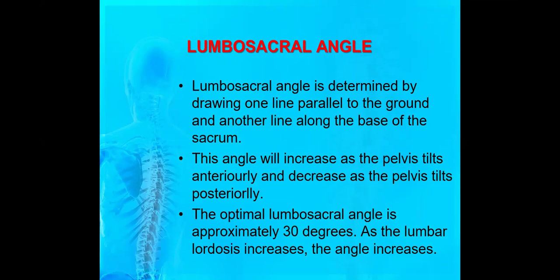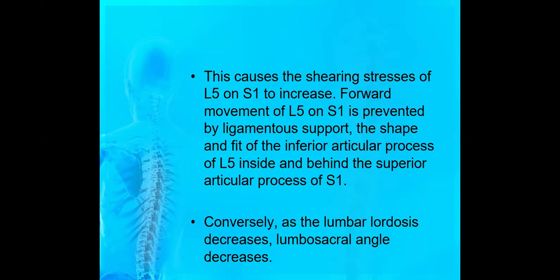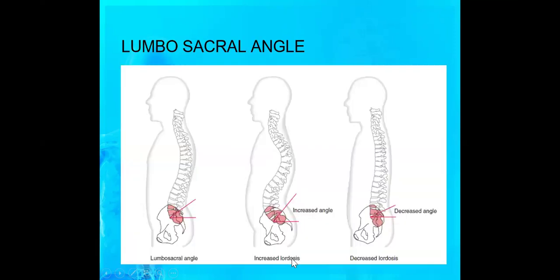So there is a direct relationship of the lumbosacral angle with the anterior pelvic tilt and the lumbar vertebra lordosis. This causes the shearing stress of the L5 and S1 to increase, and forward movement of the L5 on S1 is prevented by ligamentous support, and by the shape and fit of the inferior articular process of the L5 inside and behind the superior articular process of the S1. Conversely, as the lumbar lordosis decreases, the lumbosacral angle also decreases. That is actually the situation which we have discussed in the previous two slides.